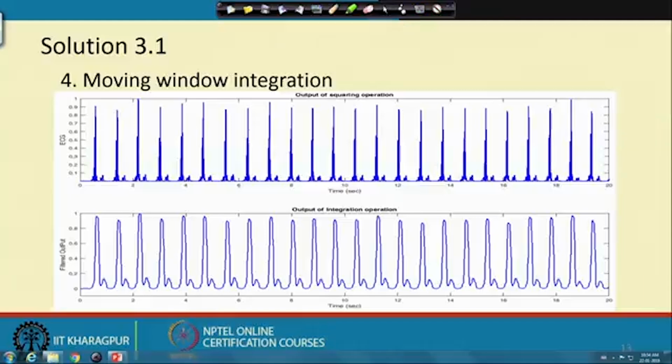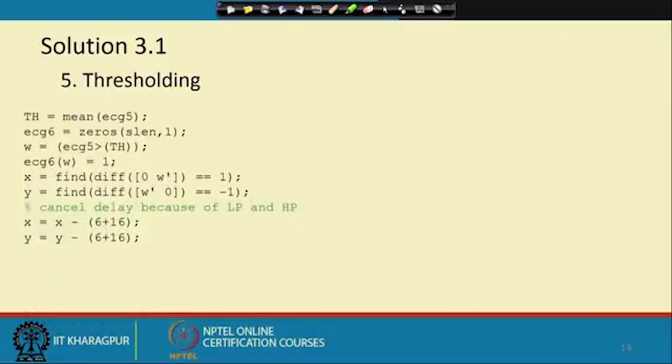Now, let us go for the next step. The next step is to threshold the signal, and the thresholding helps us to find out the location of the peak.